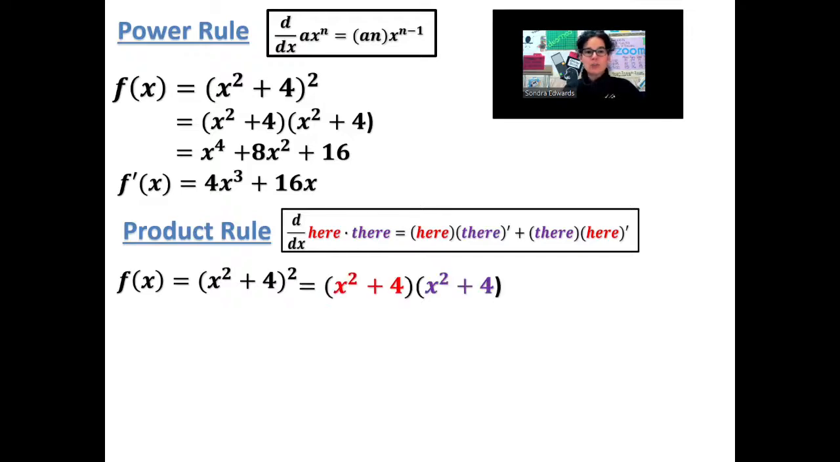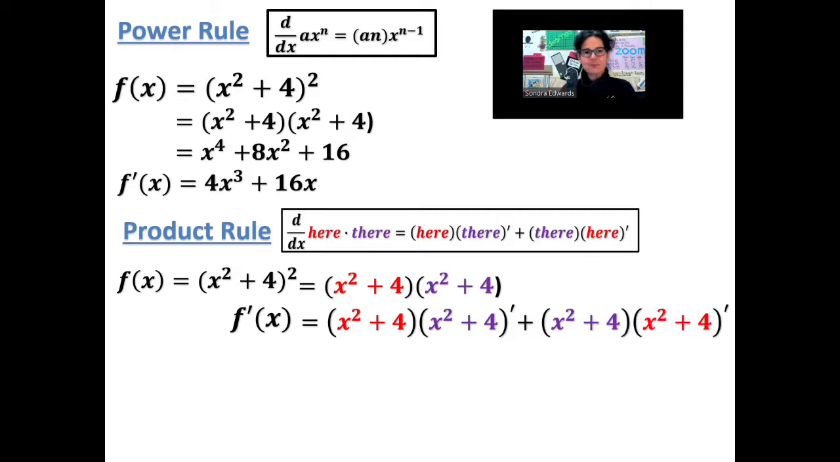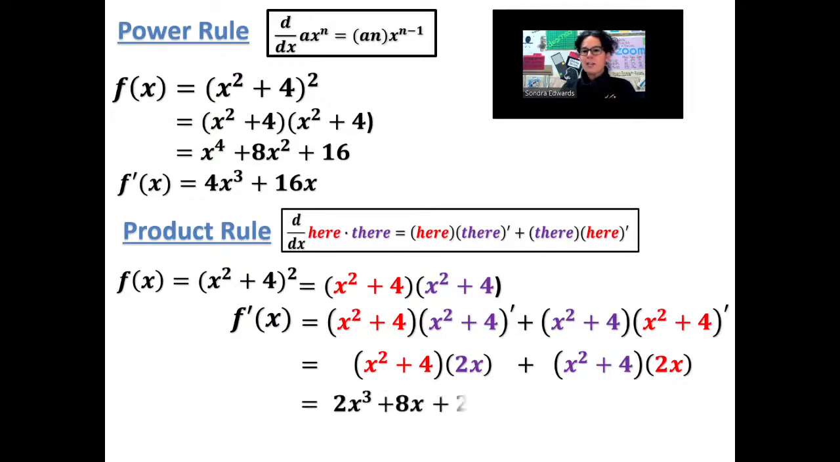If we wanted to use the product rule, we'd want to write x squared plus 4 next to x squared plus 4, just side by side. And then we're going to be able to take the red times the derivative of the purple plus the purple times the derivative of the red. So if we do that, just setting it up there, then the derivative of x squared plus 4 is 2x. And same thing there with the red, derivative of x squared plus 4 is 2x. I could distribute 2x through x squared plus 4. Do that again there on the end, combine like terms, and what do you know? We have the same answer.